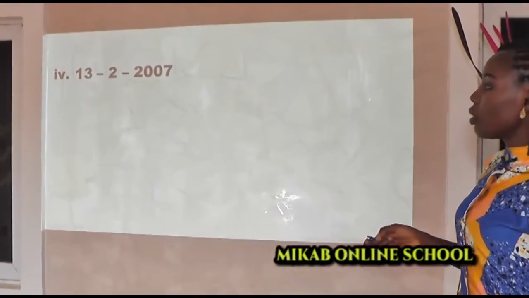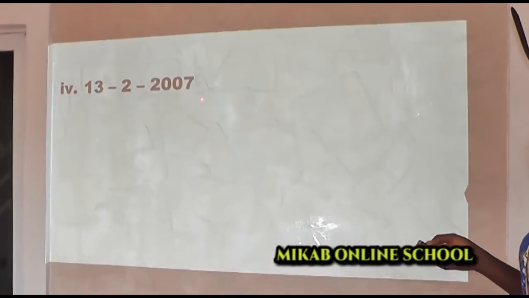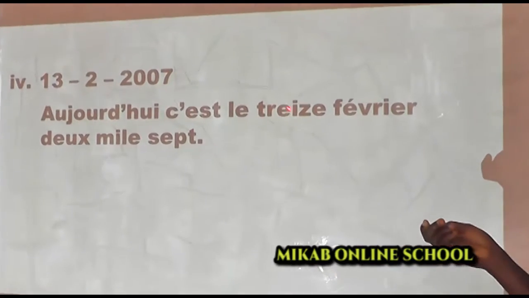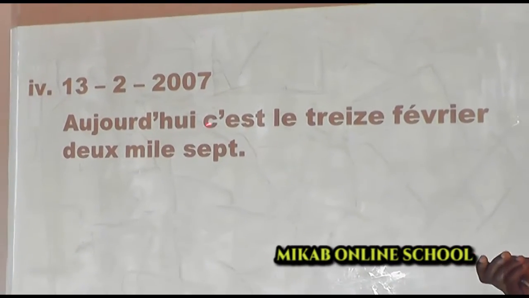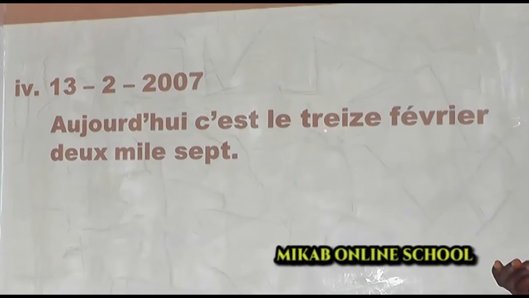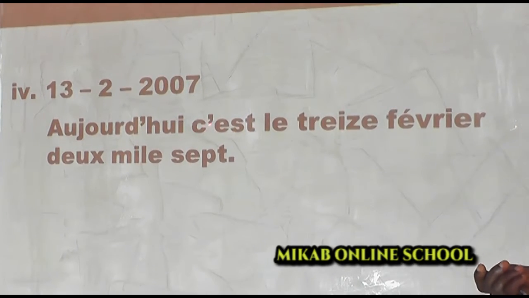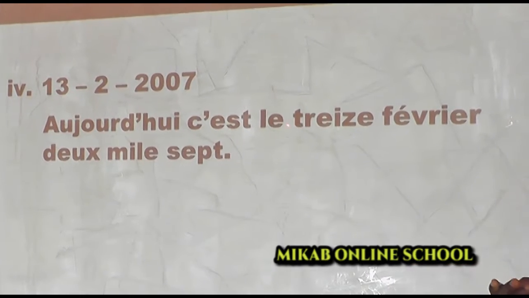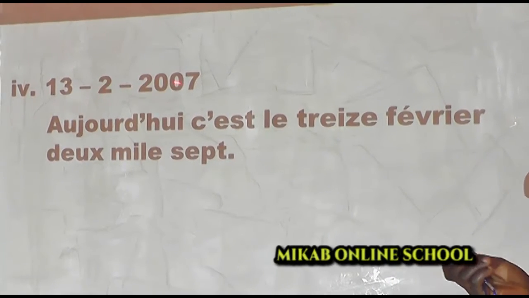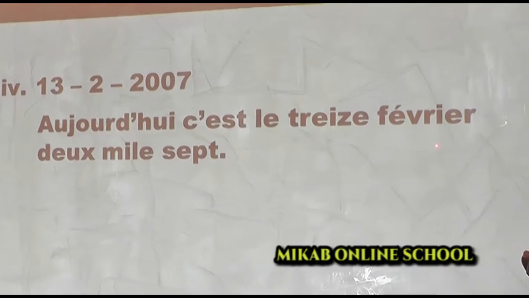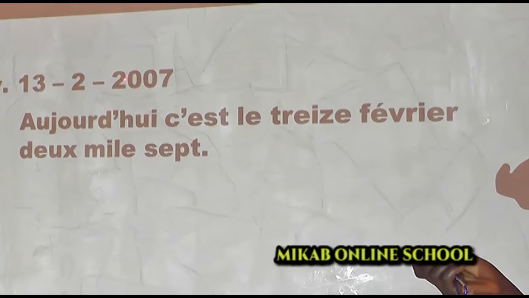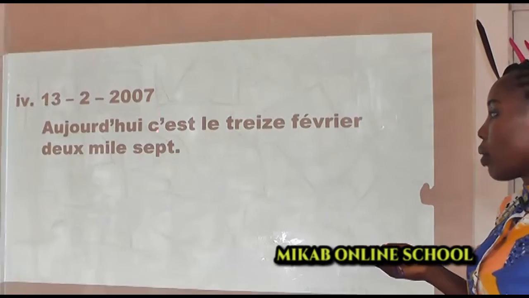The next one is 13/2/2007. Repeat in French. Aujourd'hui c'est le 13 février 2007. Today's date is 13 February 2007. I told you that 13 is treize. The second month of the year is February, and we call it février. And 2000 is 2000. The 7 at the back is sept.